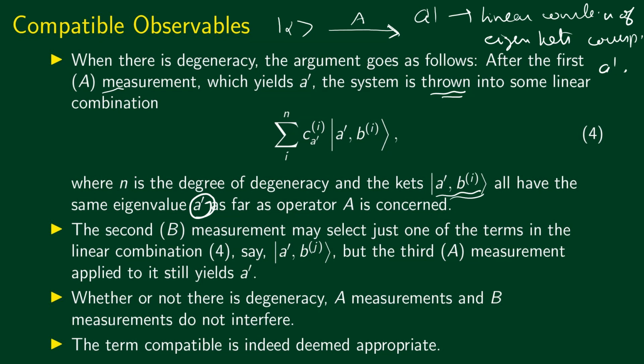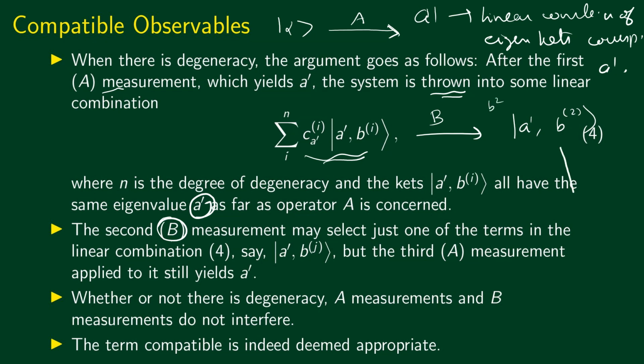Now we can make a second measurement. The second measurement is of observable B. These are a collection of eigenkets of operator B, so this is a linear combination of eigenkets of operator B. If I make a measurement of B, it will reduce to one of the eigenkets of operator B. That's measurement theory. Let's say that when I make a measurement of B on this state, it reduces to a definite eigenket of operator B, say A prime B2. This means that the measured eigenvalue is B2.